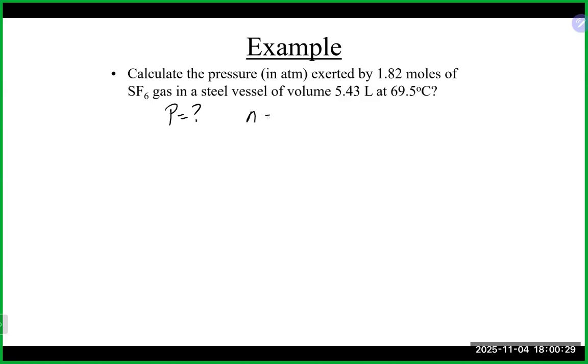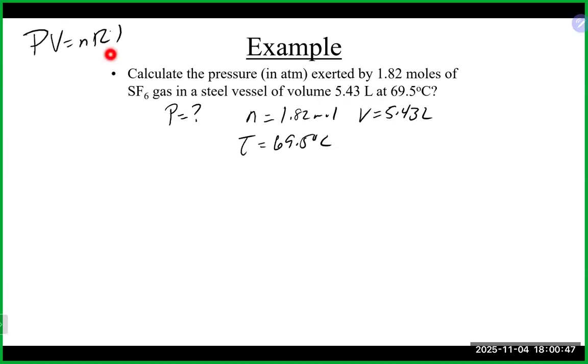We have moles, which is 1.82. We have a volume, which is 5.43 liters. And we got a temperature there of 69.5 degrees Celsius. So clearly here, when we look at it, we really only have one of everything. And the only gas law that we saw that had basically one of everything is the ideal gas law.